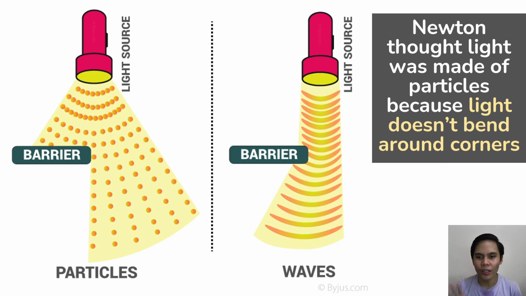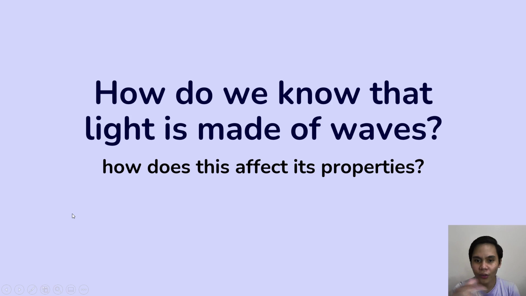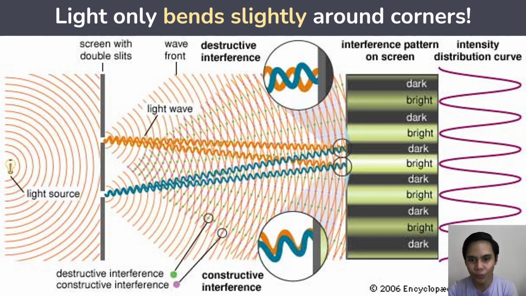So how does that work? Again, Newton thought light was made of particles because light doesn't bend around corners as far as we can tell. If you shine a flashlight on a barrier, this is how it looks. It just has a straight line through it. However, we know that light is made of waves because of Thomas Young's experiments, and this is how he proved it. It only bends slightly around corners, so Thomas Young had what we call a double slit experiment. There are two slits here, the 1 and the 2.